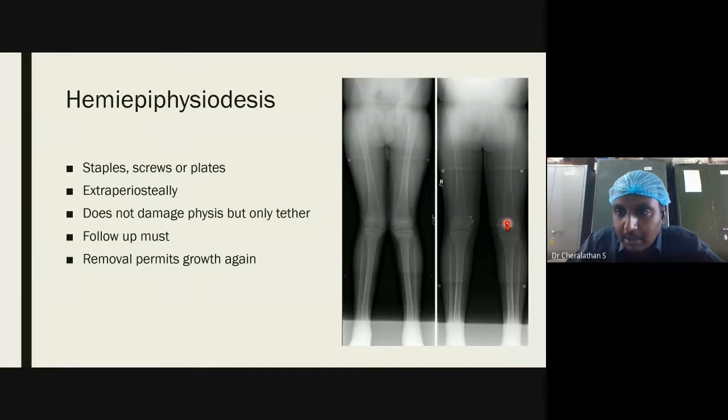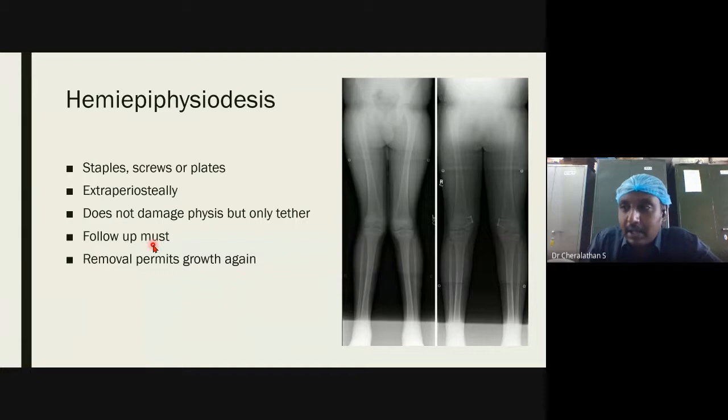It is not, the child has got some amount of growth left. Suppose you observe it to be getting overcorrected, or if the knee is going into varus, all you need to do is just remove this pin, right? So what are the advantages here? It is done extra-periosteally. You don't damage the physeal plate, but follow-up is a must.